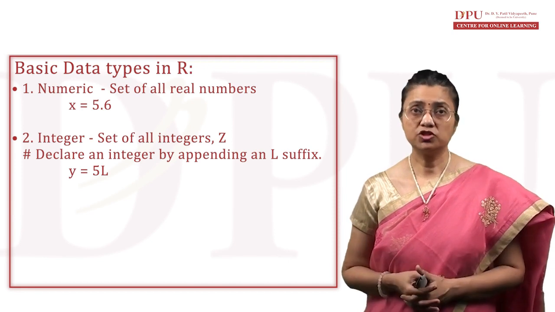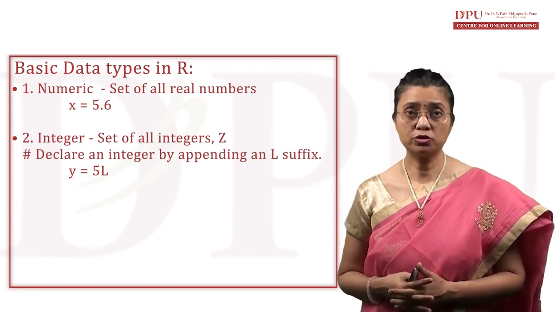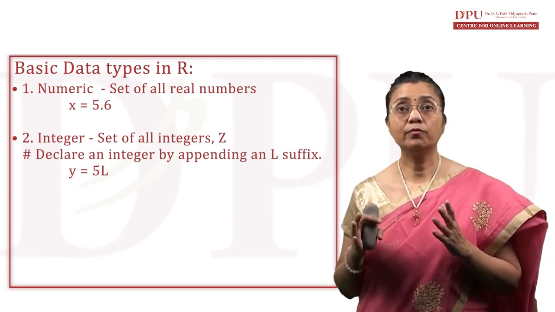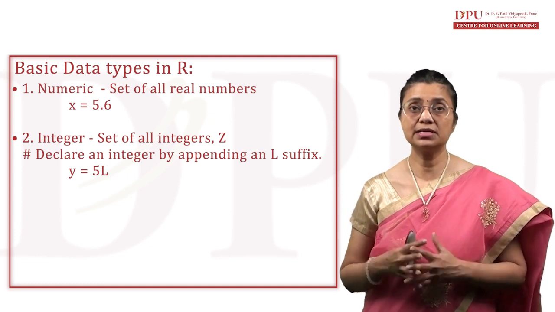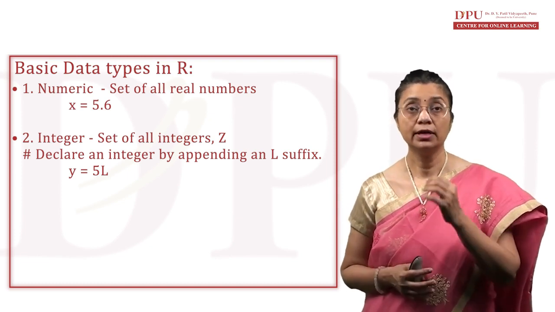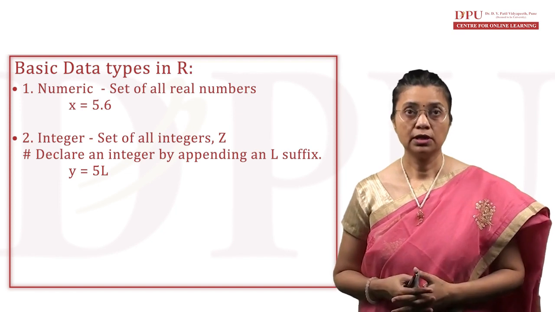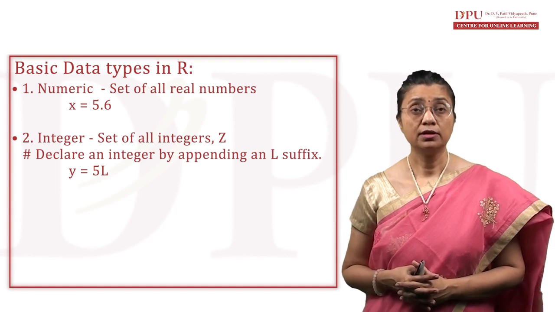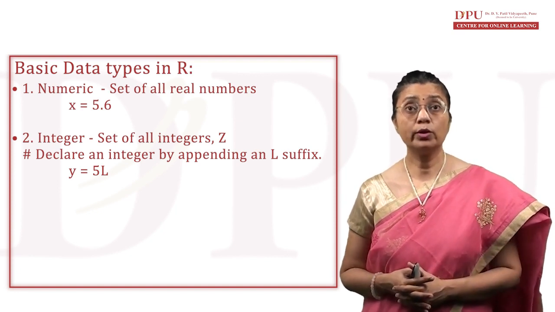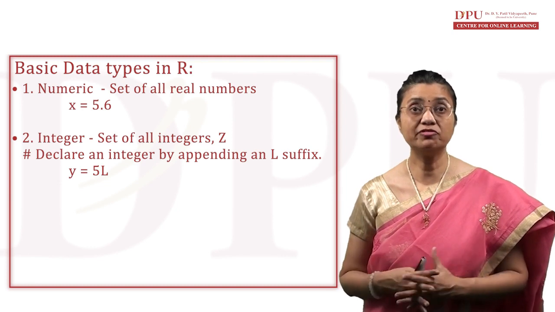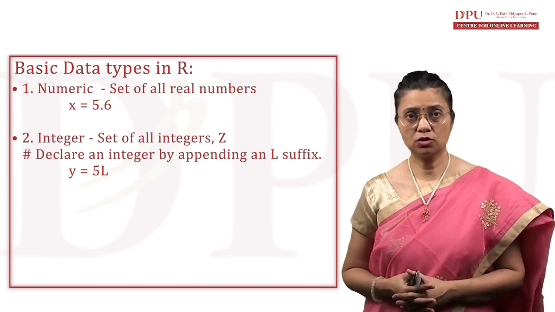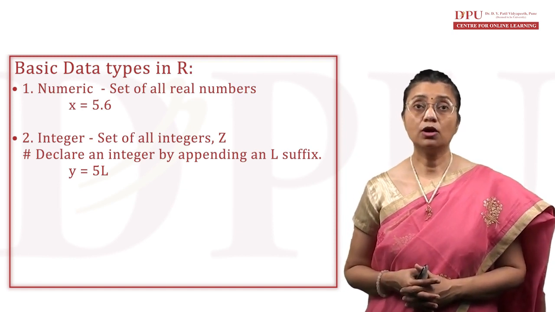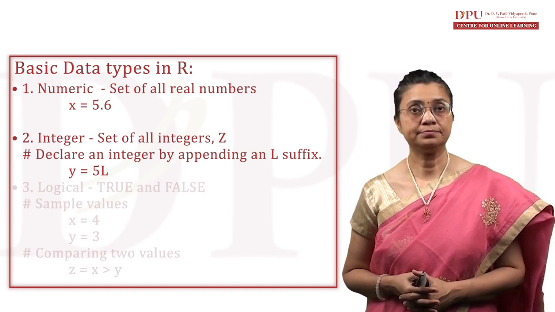Next is integer. It is the set of all integers, which is also denoted by Z. When I have to declare an integer, we append an L suffix. So if 5 is an integer, I will say y equals 5L. So 5L means integer. Why do I write L for integer? Because otherwise it will go into the numeric value. It can be 5.0, and 5.0 and 5 are also the same. So for that reason, an integer is denoted by suffixing the number with L.